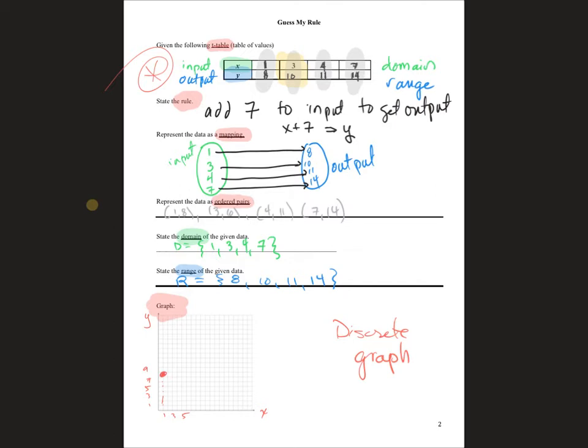And then when X is 3, Y is 10. And when X is 4, Y is 11. And so on. And so I just have discrete, distinct points. I'm not connecting them. Unless you are specifically given the linear equation, the rule, I'm not saying it's true for all x's. It's not continuous. It's discrete.